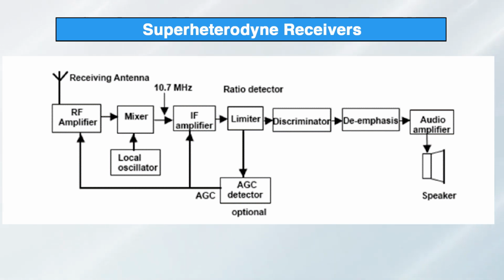De-emphasis we already discussed in great detail. Let us have a look at this superheterodyne FM receiver. The signal received by the antenna is amplified by the RF amplifier. The amplified signal is then applied to the mixer, in which the second signal comes from a local oscillator. The mixer now has two input frequencies, and combining both generates an IF signal of 10.7 megahertz. The signal is again amplified using an IF amplifier.